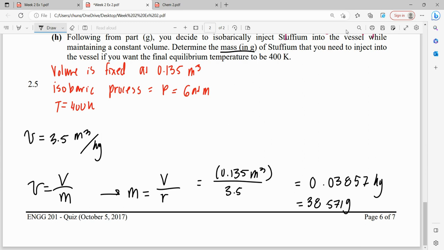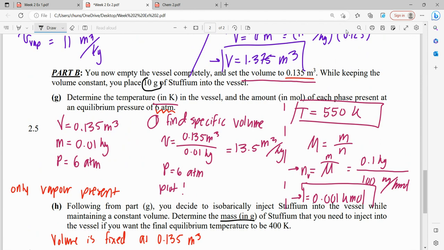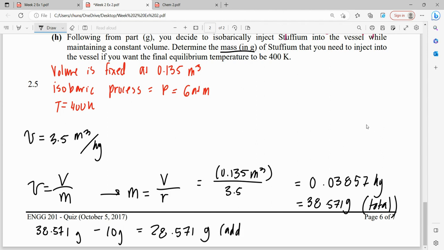And if we make this equal to grams, this is 38.571 grams. But in the beginning of our question, we already had 10 grams in there, so this is our total, right? So we want to find how much we added. So we're going to take 38.571 grams, and we're going to subtract 10 grams, which was given initially. And that means we added 28 grams. This is our final answer.